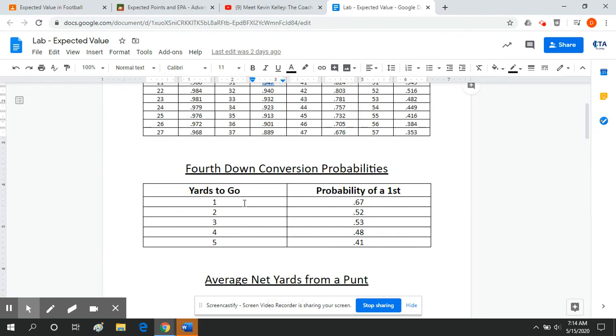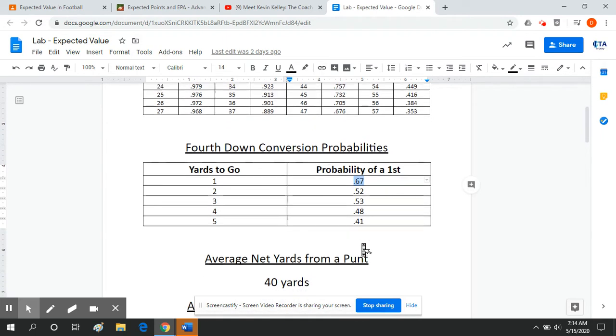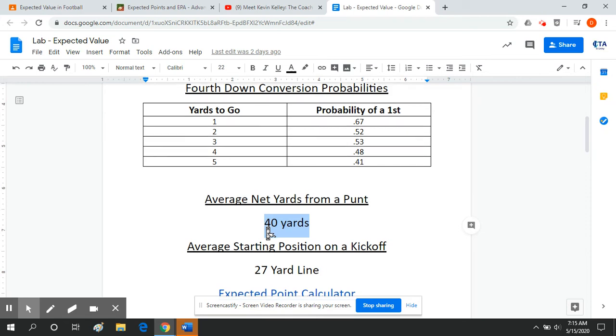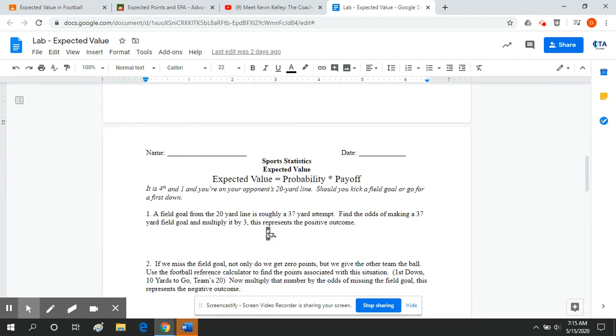So if you're fourth down with 1 yard to go, you have about a 0.67 chance, or 2 out of 3 chance, of converting. If you're fourth down with 5 yards to go, you only have a 0.4 chance of converting. So again, you'll be using these probabilities throughout the lab. I don't think you actually need this one here. And this one just gets used in one of the problems: the number of yards a team usually gains on a punt. So you'll be using that to go through it.